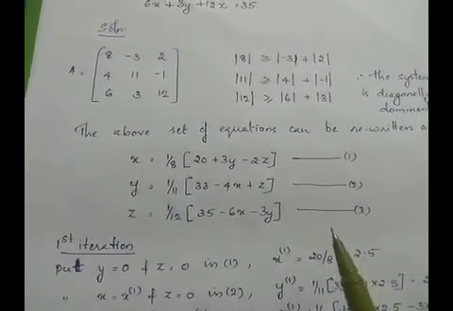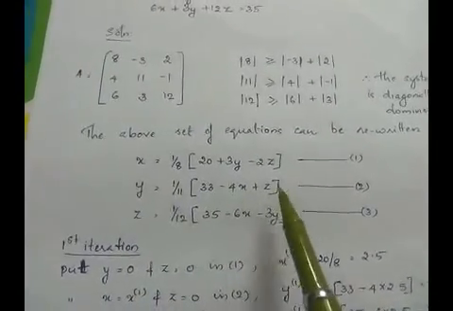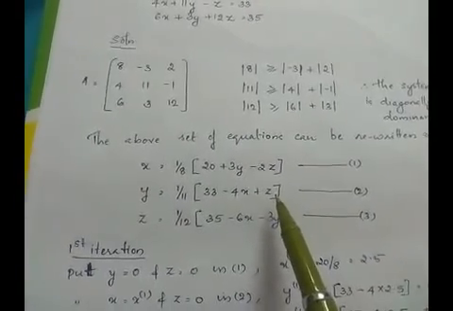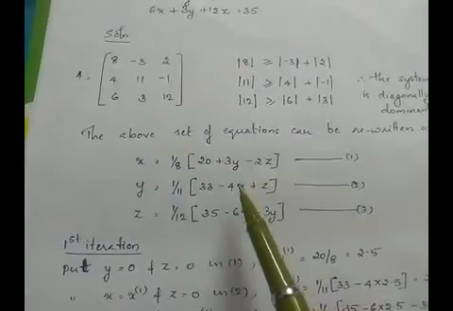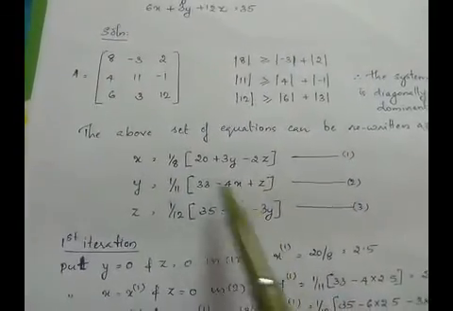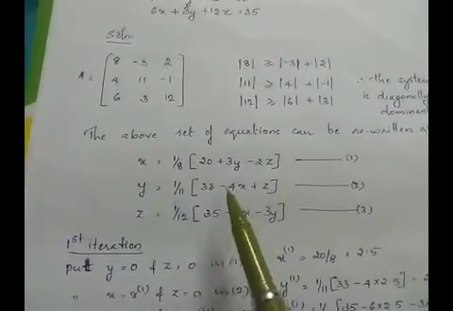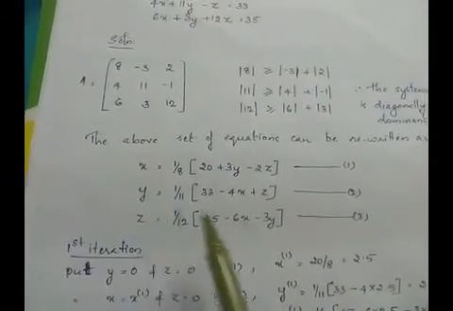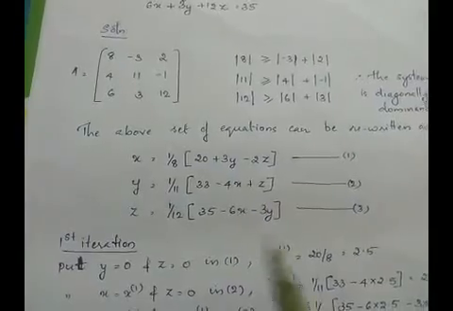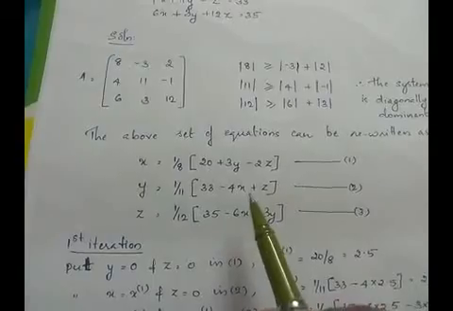Now to find the first iterative value of y, we need the values for x and z. Since we still don't have any value for z, we substitute 0 for z. But in the case of x, we just now found the first iterative value for x. That value will be substituted here to get the first iterative value for y. So y1 will be equal to 1 by 11 into 33 minus 4 into the first iterative value for x.